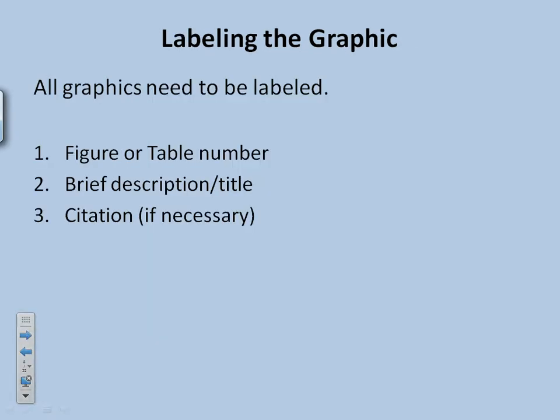Now, the second point, we want to make sure that anytime we have a graphic that we label it, okay? When we talk about labeling a graphic, I'm going to primarily focus on how we label a graphic in IEEE style, and one of the examples is in APA style. So the point here is that when you label a graphic, depending on what documentation style you're using, the labeling might be different.